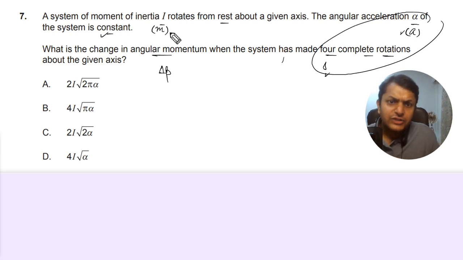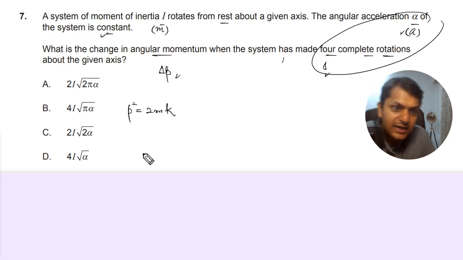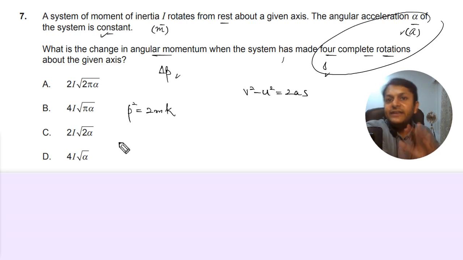Okay, so let us think, they're talking about the momentum. Momentum is related with kinetic energy. There is a formula, p squared is equal to 2mK. And kinetic energy is connected with one particular SUVAT equation, which is v squared minus u squared is equal to 2as. Till now, I have not talked about the circular motion or rotational motion even once.